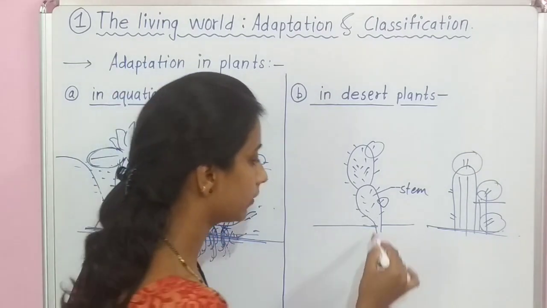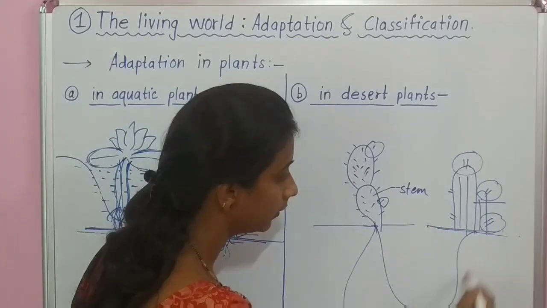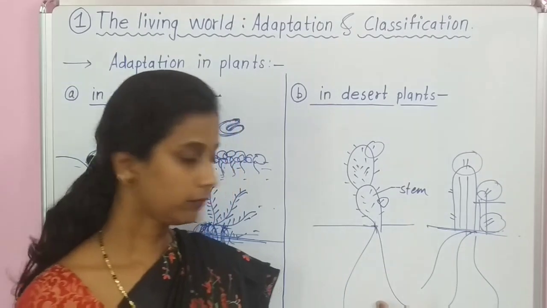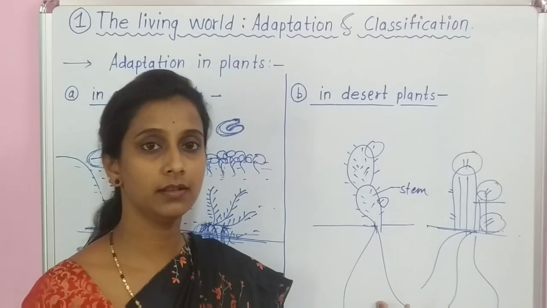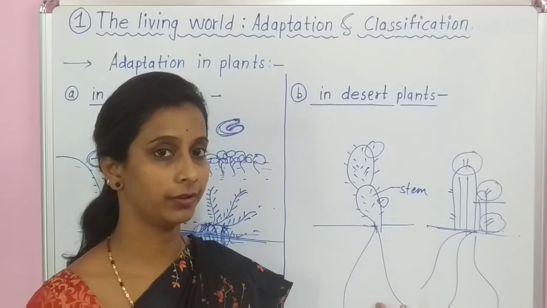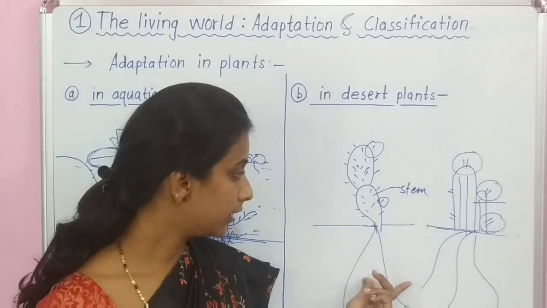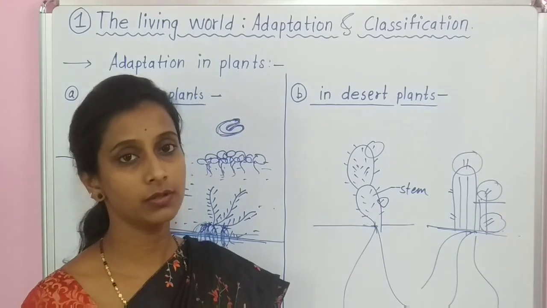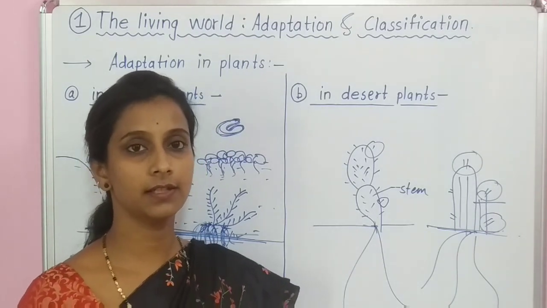Now come to the roots. The roots of these plants are deeply inserted in the soil in search of water. Understand? So in the case of roots, stem and leaves, these types of adaptations are present in the desert plant.